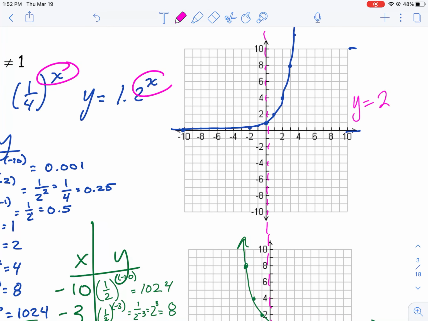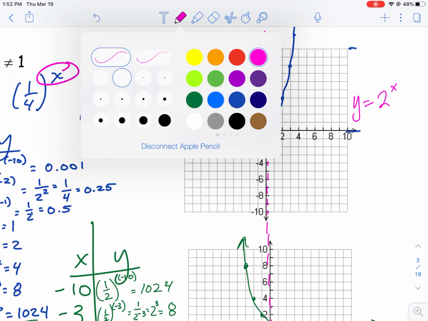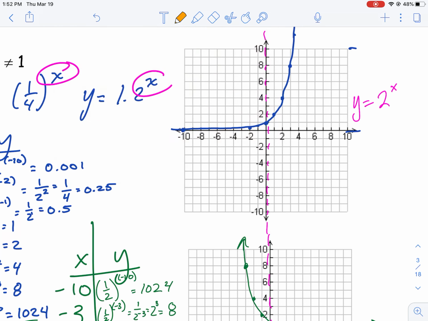Up here we had y equals 2 to the x. Let's compare that to y equals 2 to the negative x. If you remember from our transformation section, when I have a negative sign inside my function, it's a reflection across the y-axis. So this negative is going to make a reflection of y equals 2 to the x across the y-axis.